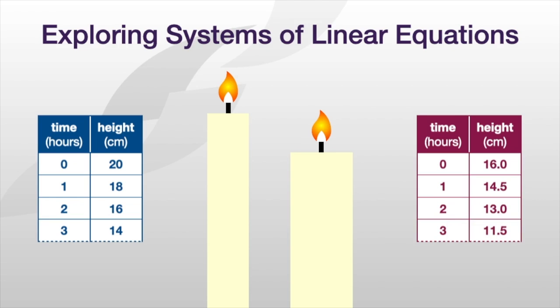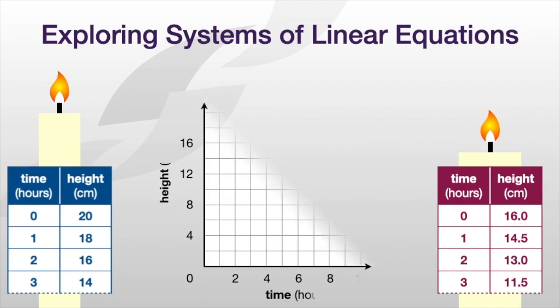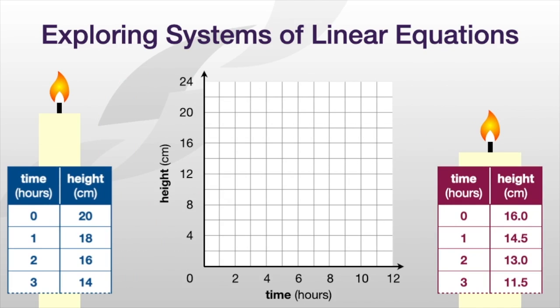Let's represent the relationship between height and time graphically by plotting each set of data. The blue points represent the candle on the left. The red points represent the candle on the right. A straight line can be drawn through each set of points. Notice that these two lines intersect. Let's zoom in and take a closer look.